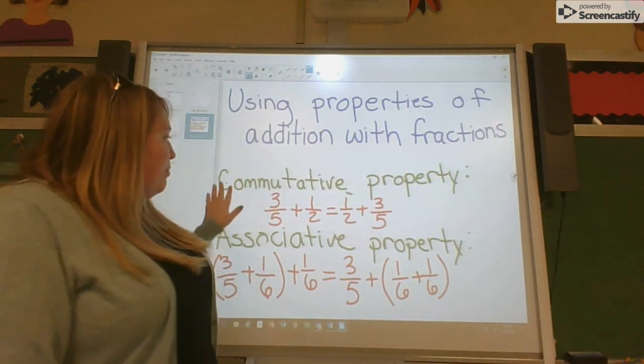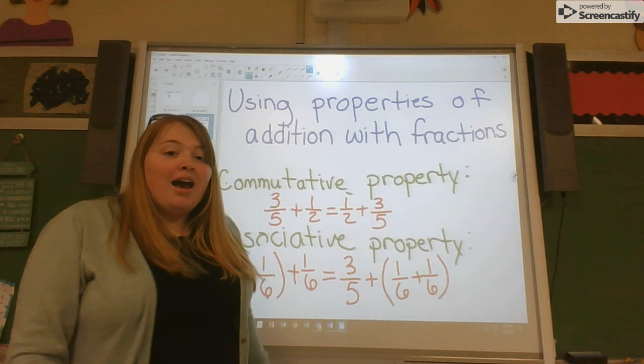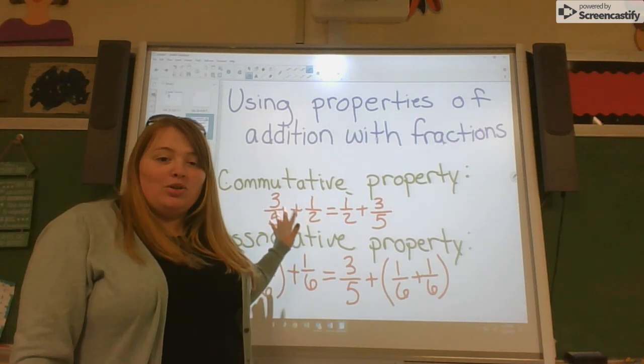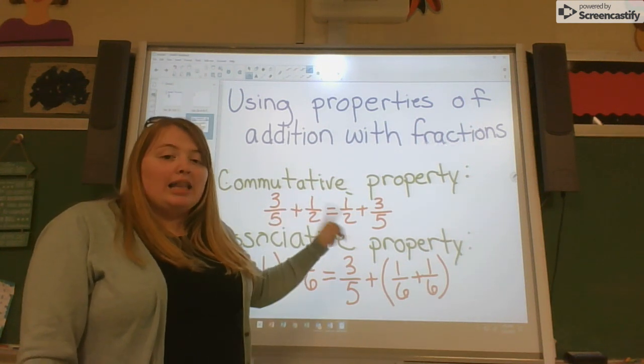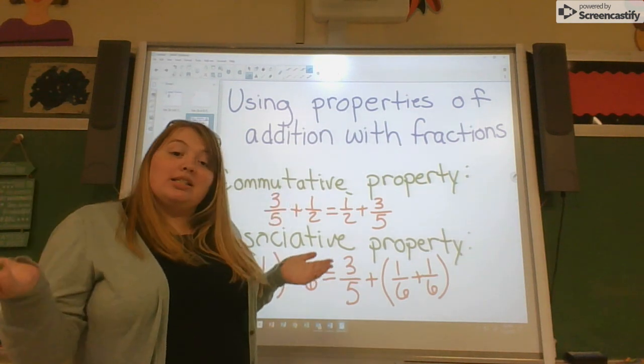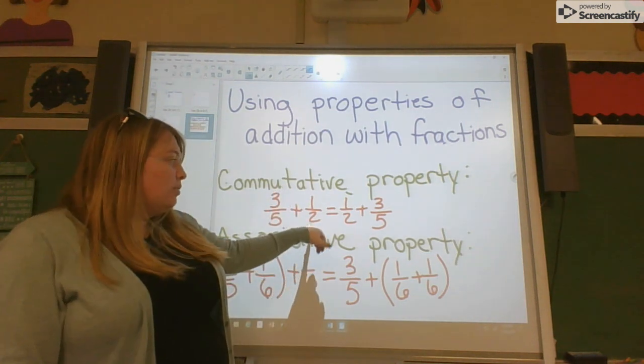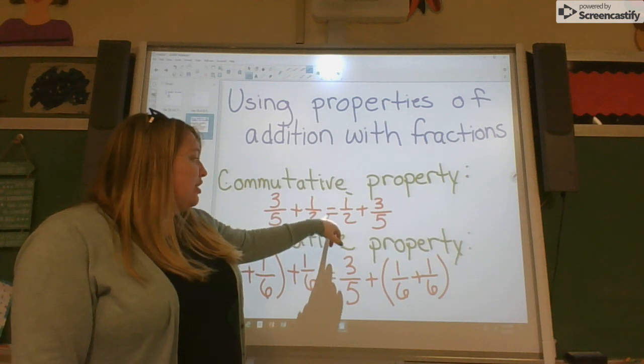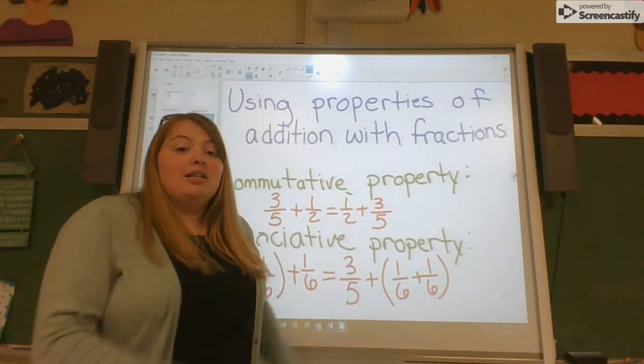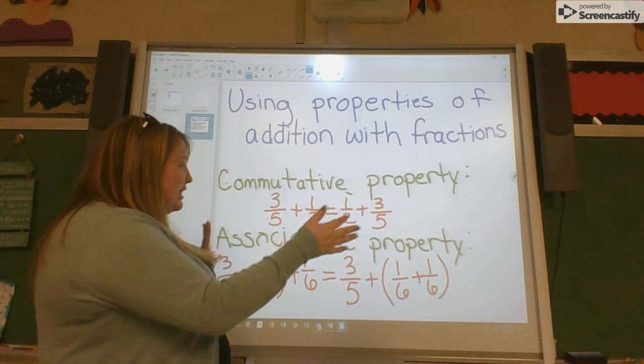So the commutative property of addition says if I have two numbers that I'm adding together, I can add them in any order and I'll get the same answer. So 3/5 plus 1/2 will give me the same answer as 1/2 plus 3/5. Doesn't matter what order I add them in, it's the same thing.